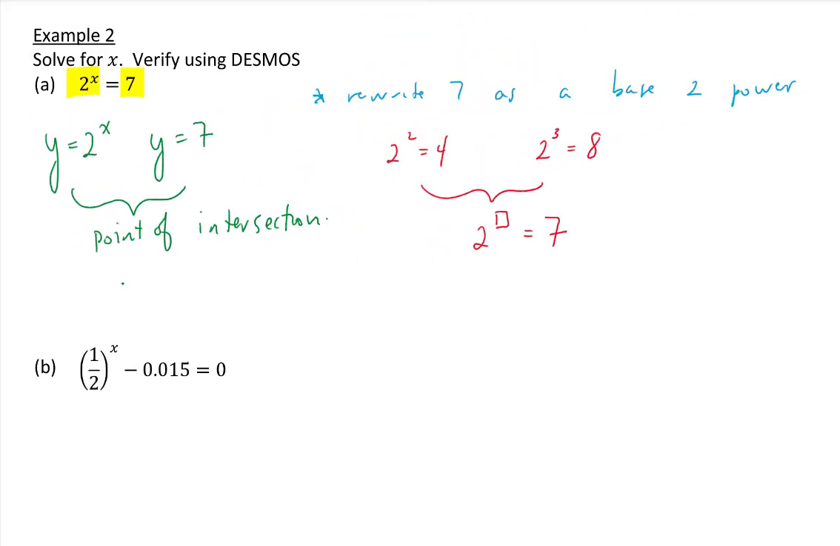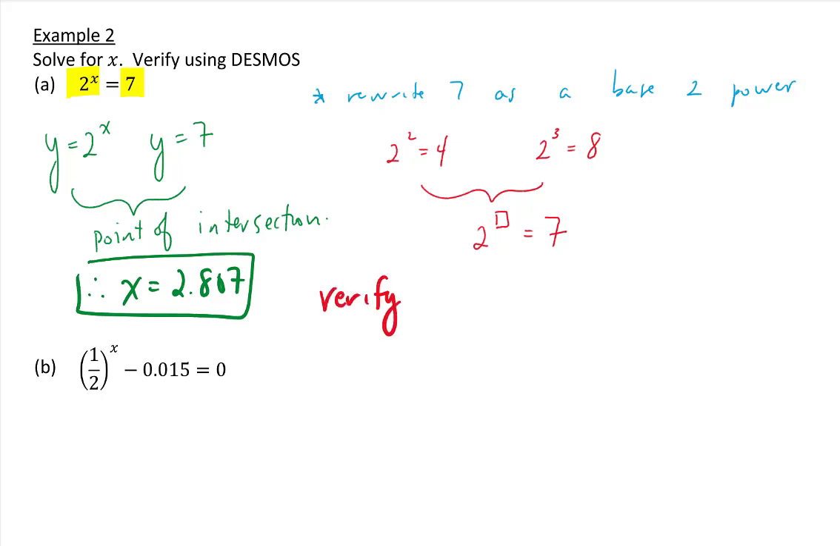So again, from Desmos, we get x is equal to 2.807. And what we can do is we can check our work. So this is the answer. And if we want to check this or verify, algebraically, all we have to do is take 2, raise it to the exponent of 2.807, and see what answer we get. And on my calculator, I get 6.998, and so on. So it's very close to 7. Remember, we're approximating this answer.